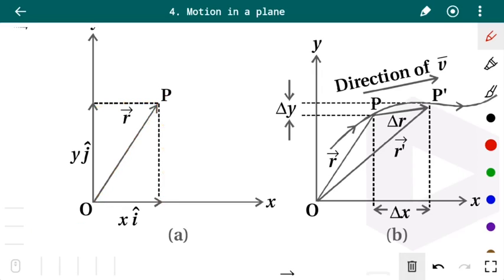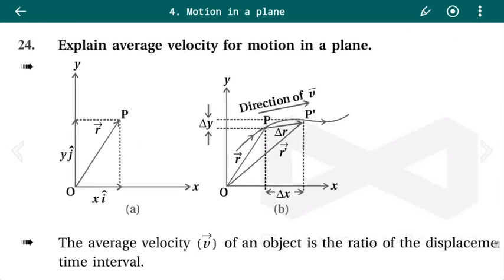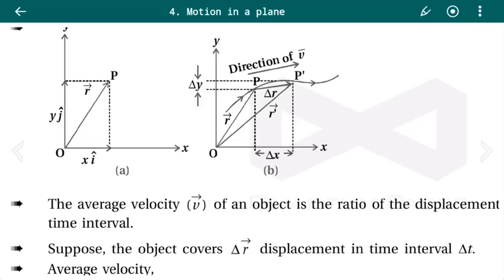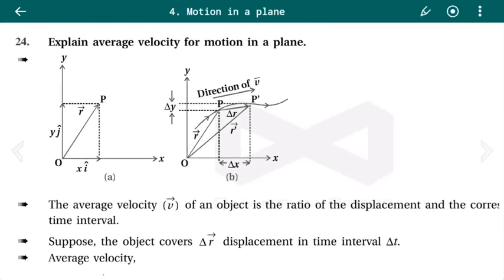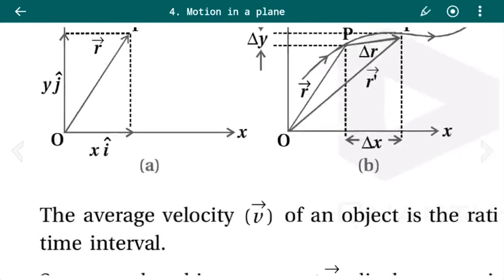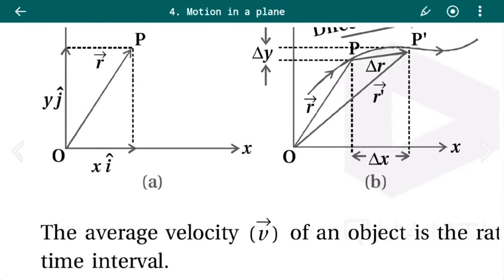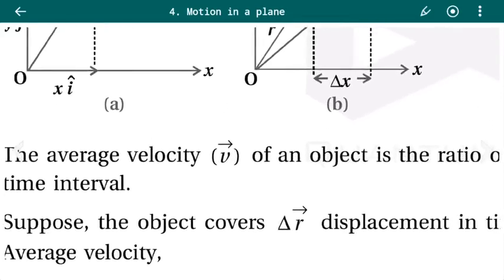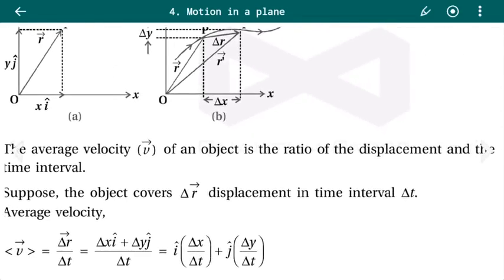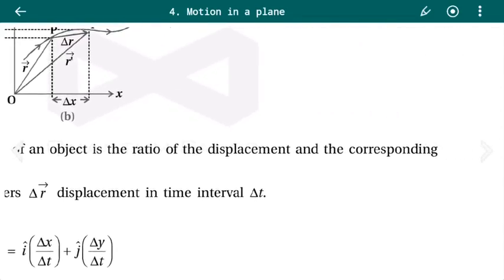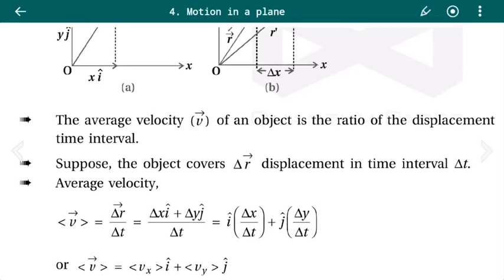By taking the projections on the xy plane, we get the x coordinate and y coordinate, that is the position of the object along the x axis and along the y axis. Here i cap shows the direction along the x axis, j cap shows the direction along the y axis. So the average velocity v vector of an object is the ratio of the displacement and the corresponding time interval.